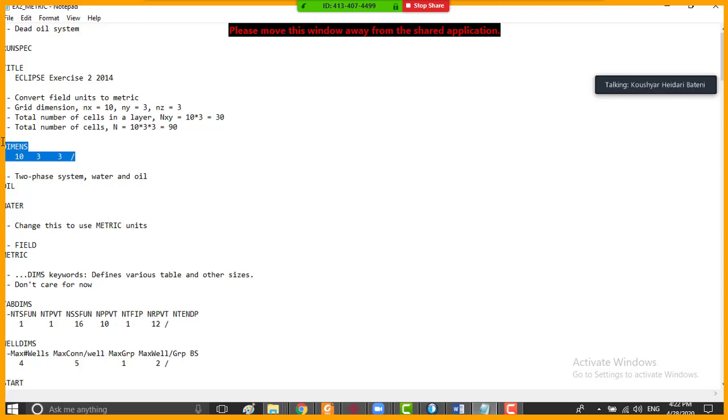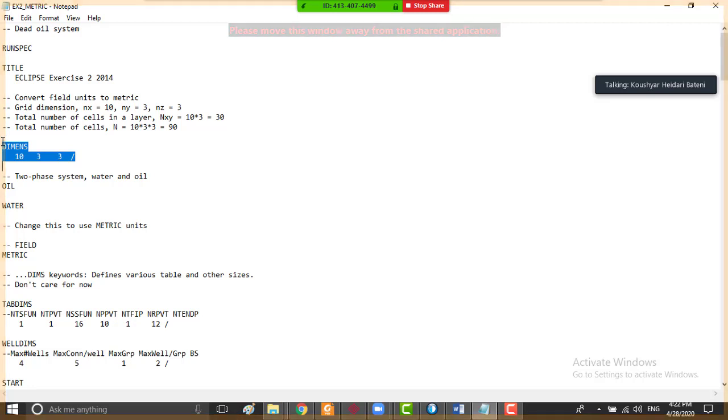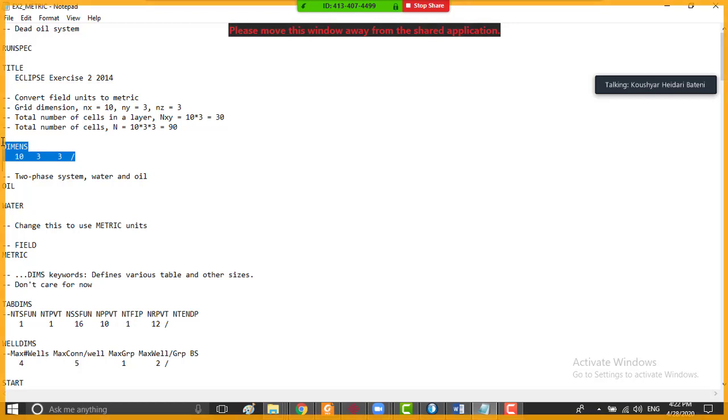In the flow vest simulation that we saw in the previous lecture, you saw that the cubicle reservoir that we simulated had 10 blocks in the x direction, 3 blocks in the y direction, 3 blocks in the z direction, and overall it had 3 layers, and in each layer it had 30 blocks. So overall it had 90 blocks. Okay?